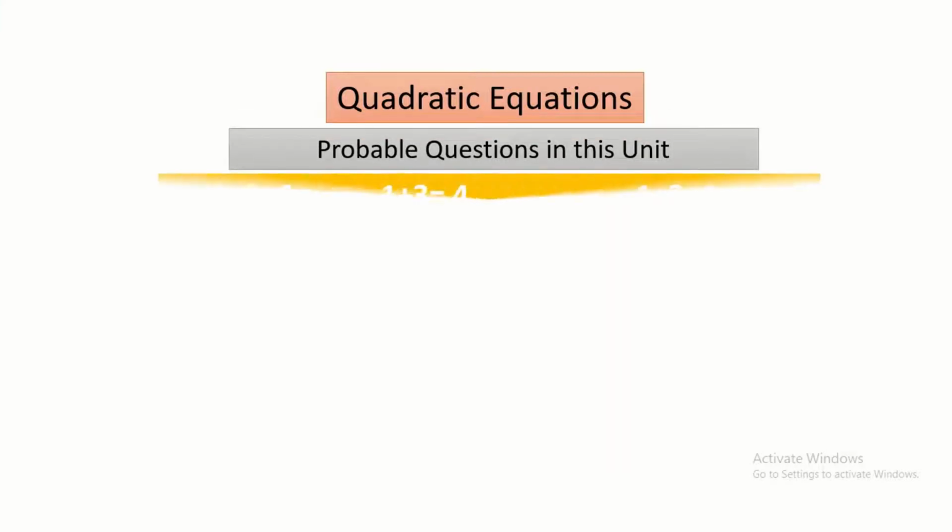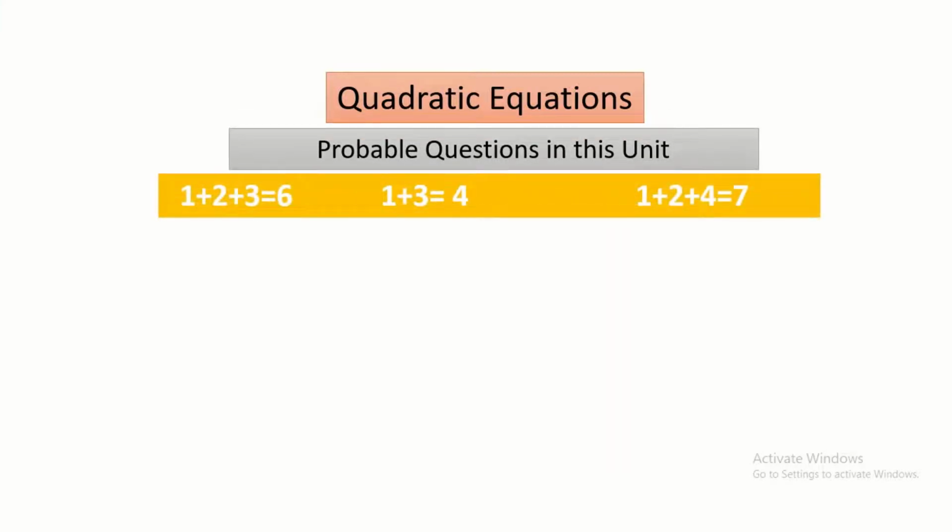The probable questions in this unit are like this. It may be 1 mark 1 question, 2 marks 1 question, and 3 marks 1 question, totally 6 marks. Or 1 mark 1 question and 3 marks 1 question may appear, totally 4 marks. Or 1 mark 1 question, 2 marks 1 question, and 4 marks 1 question may appear, totally 7 marks.